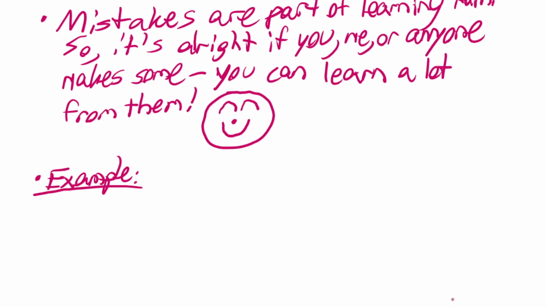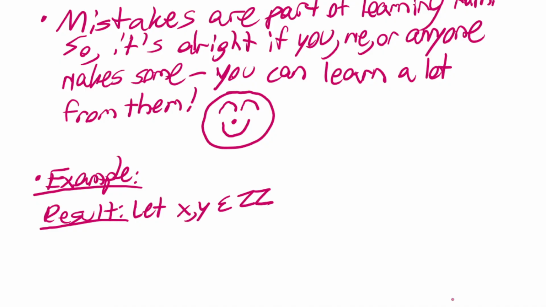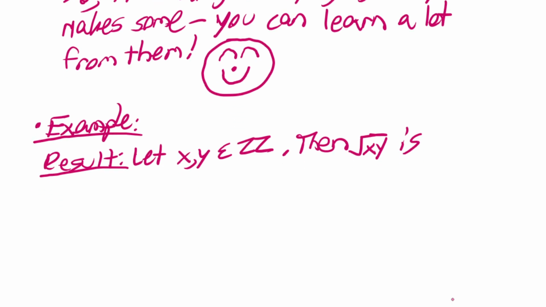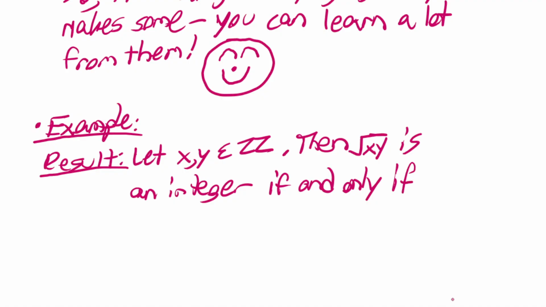And that example is going to be this result, which is: let x, y be integers. Then the square root of xy is an integer if and only if xy is a perfect square.